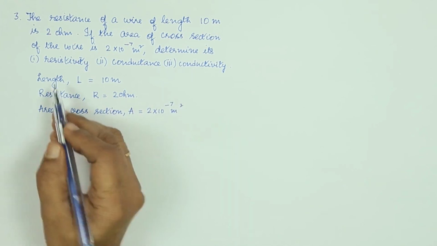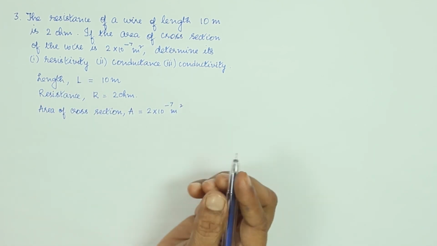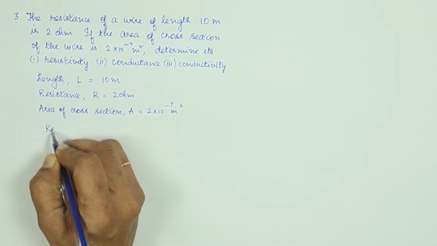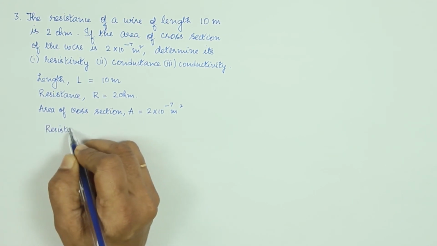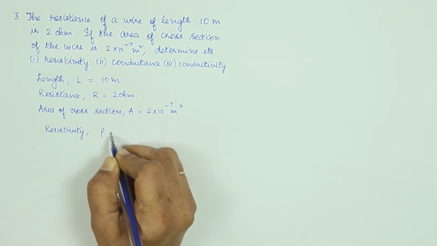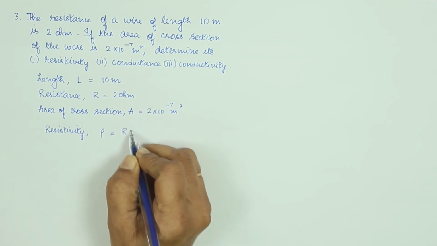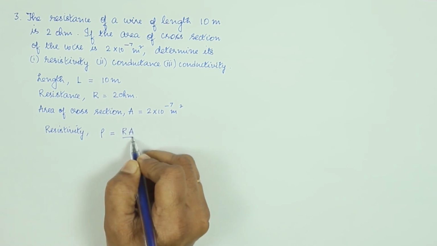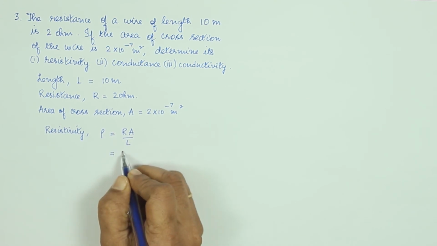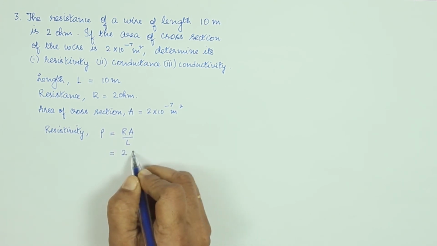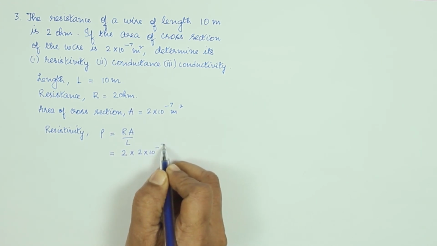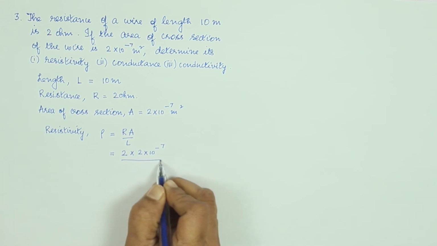What is asked? First, they ask for resistivity. The resistivity is given by the formula, write it first. Resistivity is given by the symbol rho, which is equal to R into A divided by L. So now we can substitute. R is given by 2. The area of cross section is 2 into 10 power minus 7, divided by L.